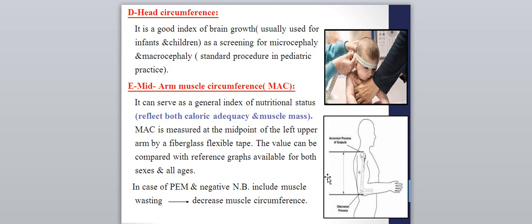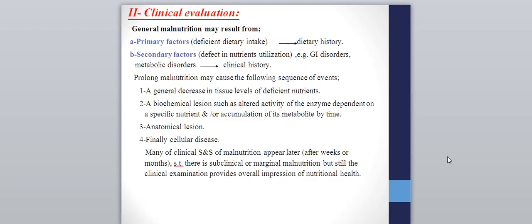Also, in case of protein energy malnutrition, there is negative nitrogen balance and muscle wasting. We can detect this whenever there is protein energy malnutrition, as the muscle mass is wasted and decreased, so there is decreased mid-arm circumference.